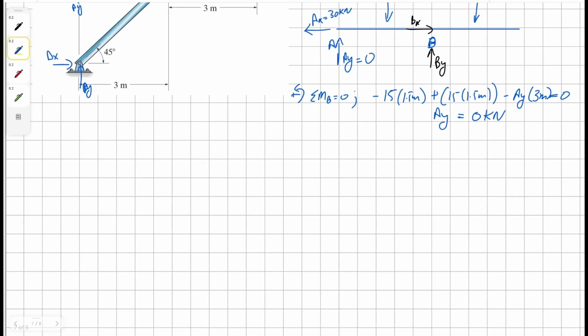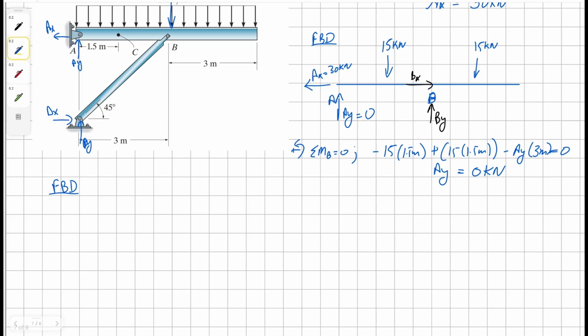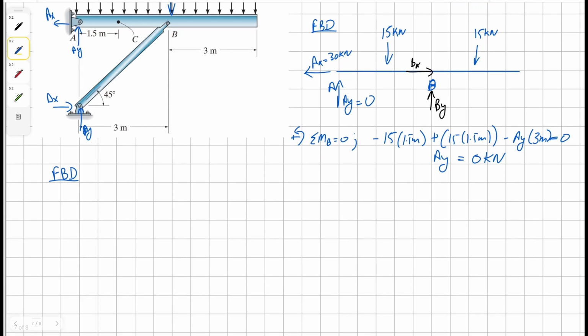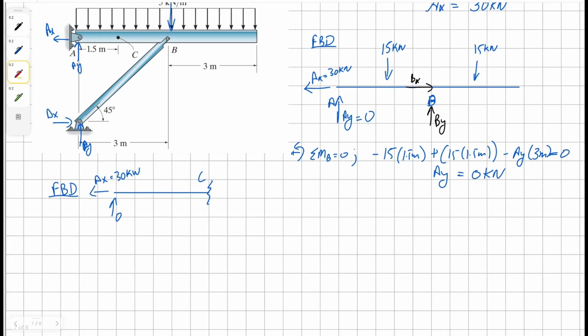Now we can draw the free body diagram of the section till C. And as I said before, we're going to use the leftmost side of the beam. So we have our cut here at C, and then our AY is 0, and our AX is 30 kilonewton. Now at C, we're going to have our shear force, a normal force, and a moment.